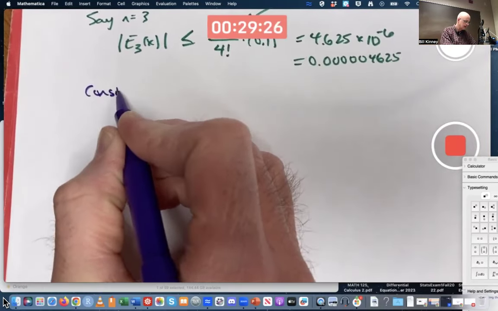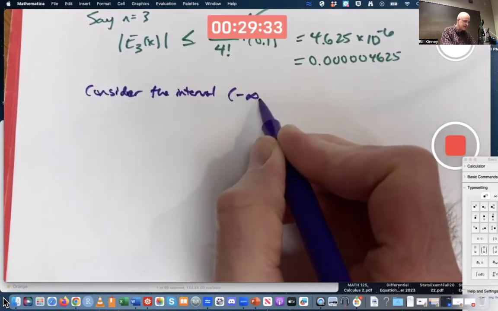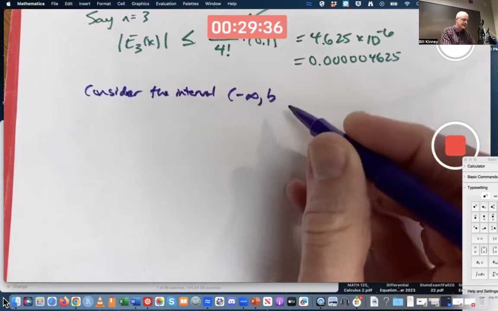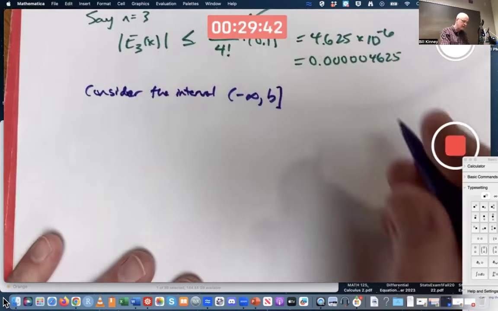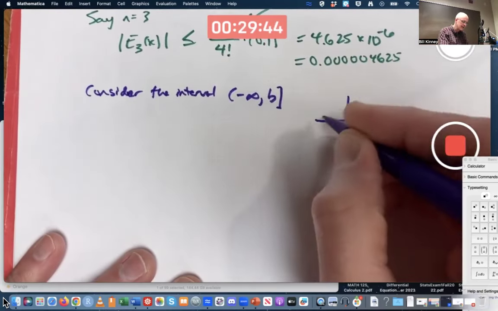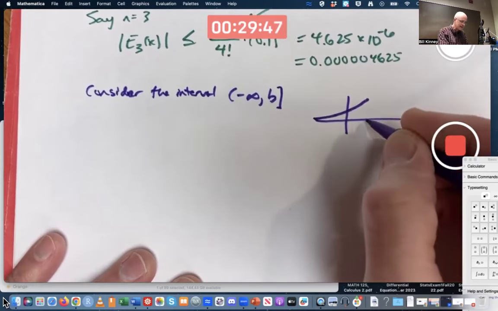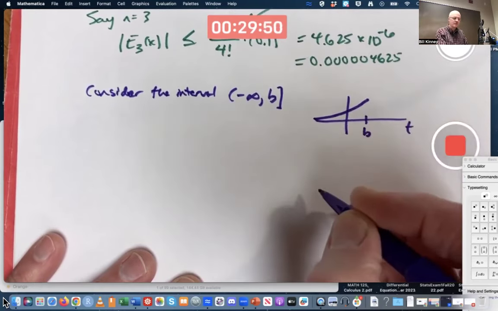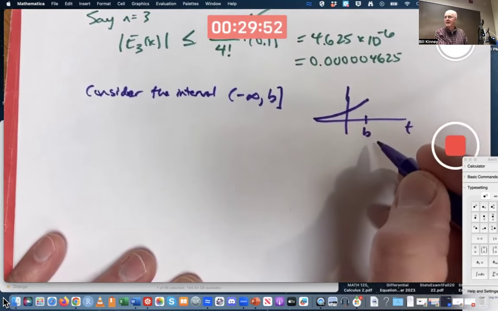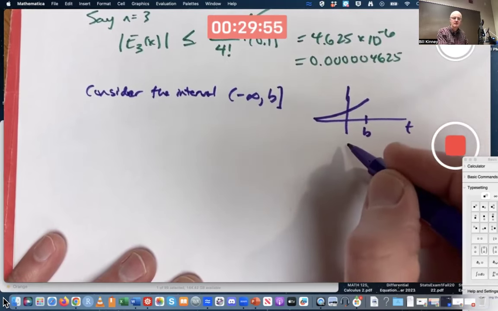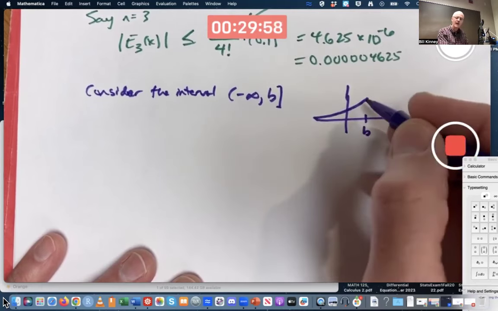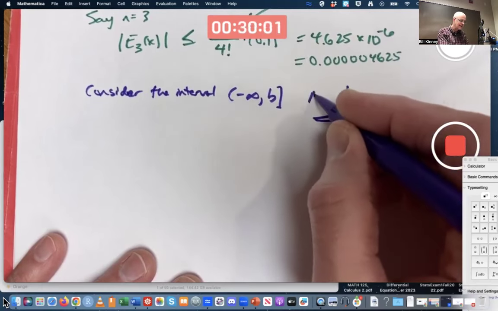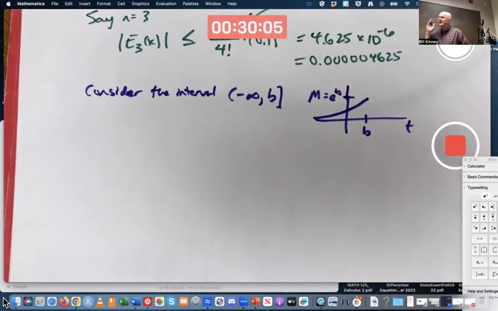Consider the interval, say, from minus infinity to some fixed number b. Over this interval, the graph of e to the t stops at some point when we reach b. I drew b here so that it's positive, but it could be negative. Because the graph looks like this, I can take the M to be e to the b. You want to think here of b as being a fixed number. We're going to do this analysis for a fixed number b.